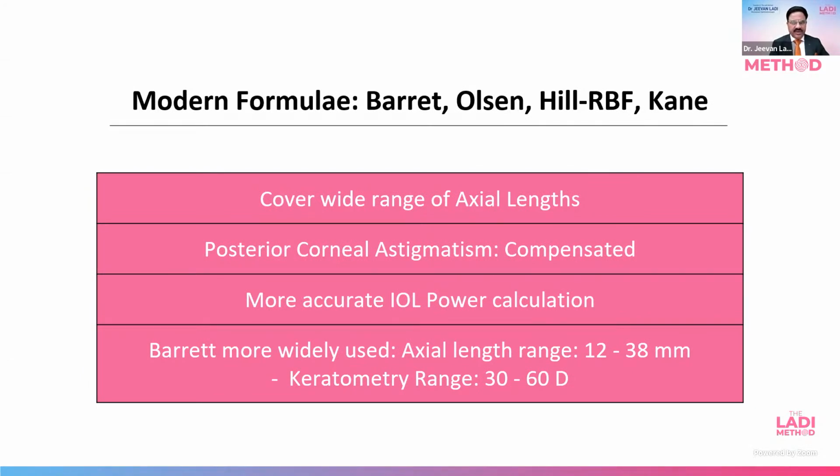to be more happy. Out of this, Barrett is more widely used because it has an axial length range of 12 to 38 millimeter and keratometry range of 30 to 60 diopters. So in this study, we have used the Barrett Universal 2 formula.